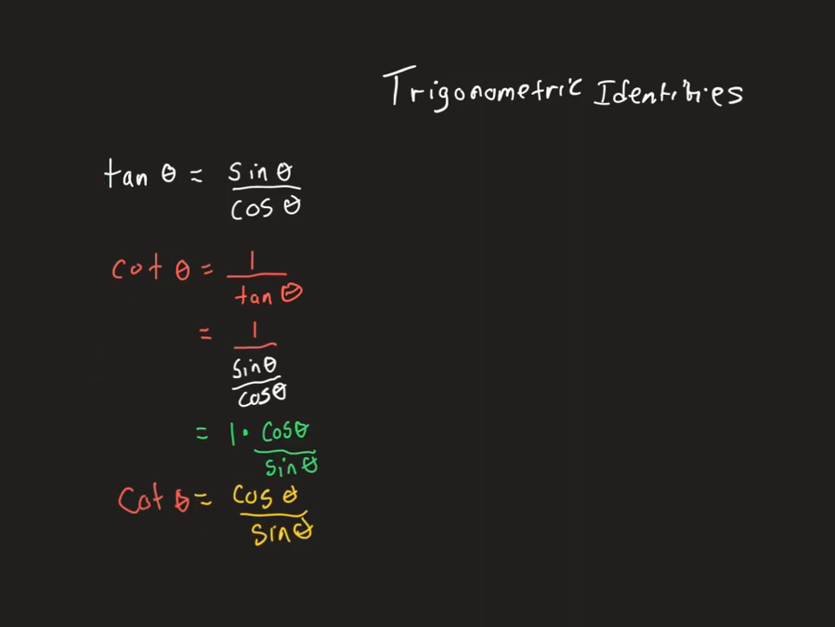These two right here, this one and this one, these two are called the quotient identities.